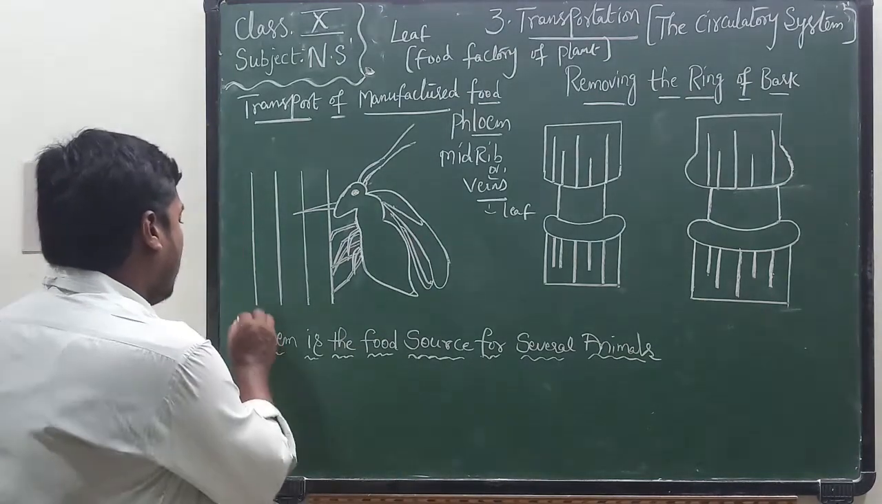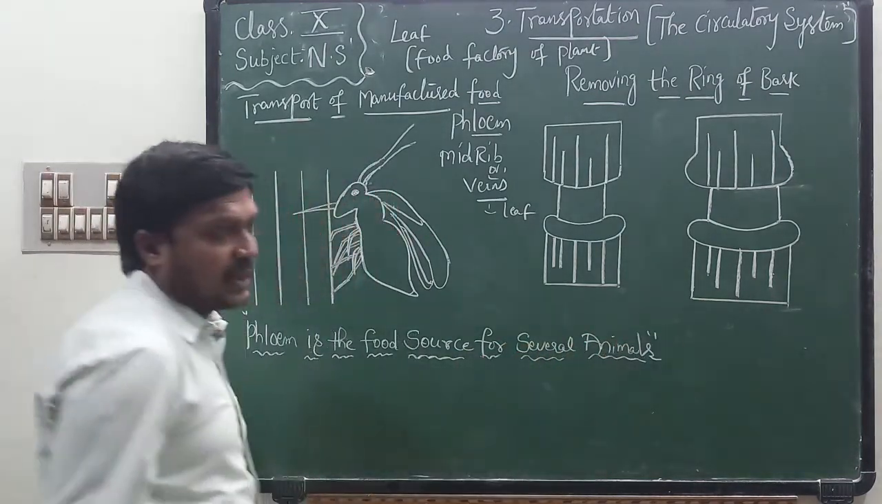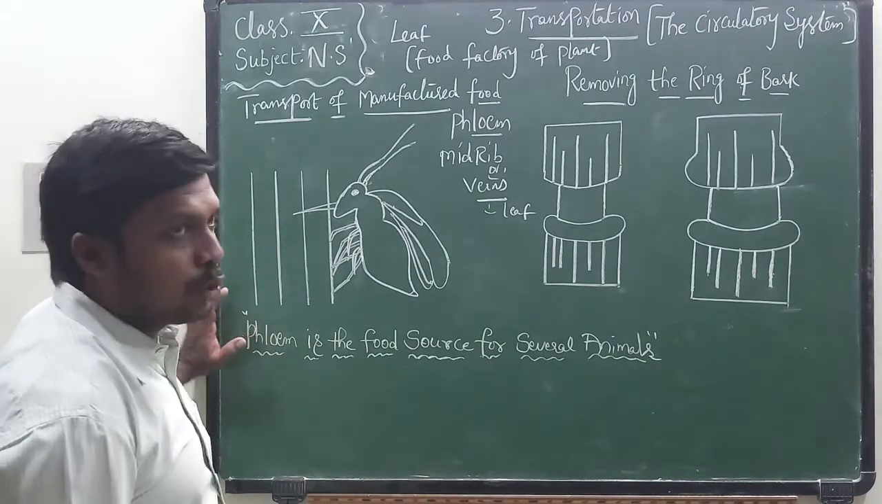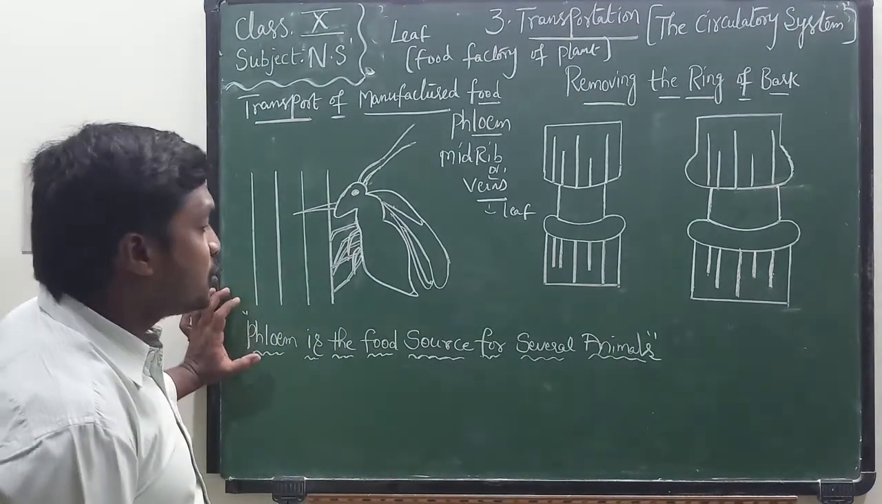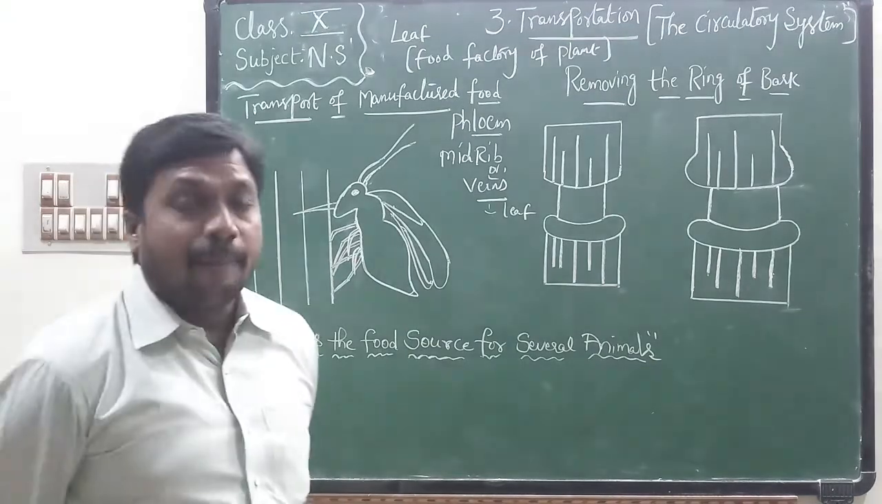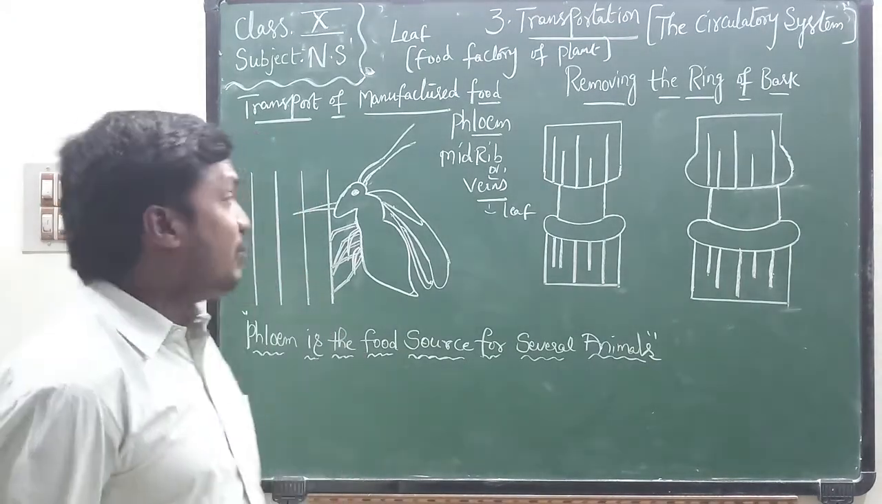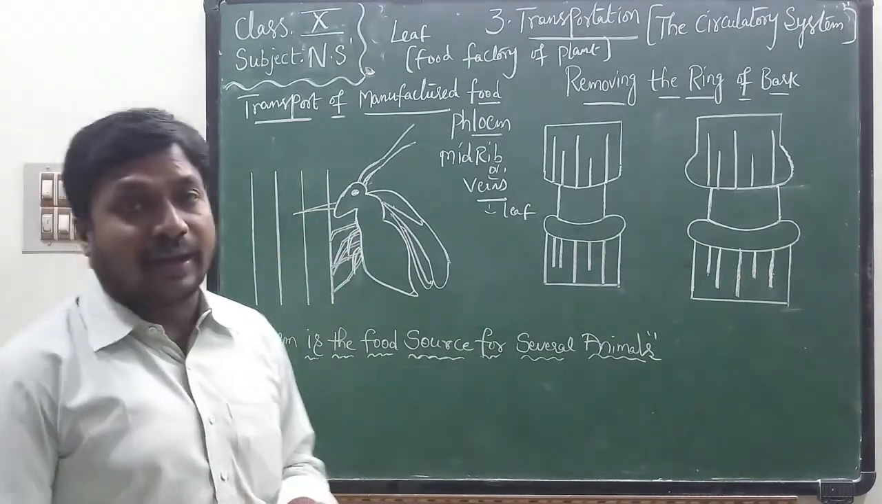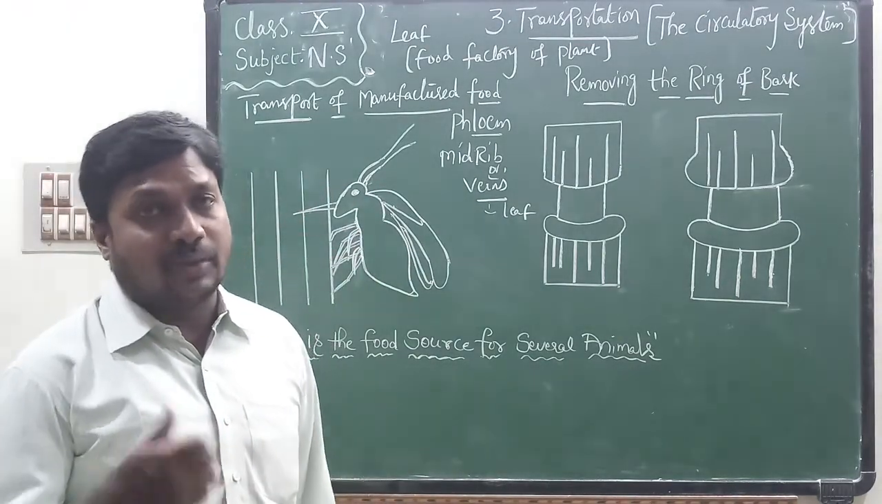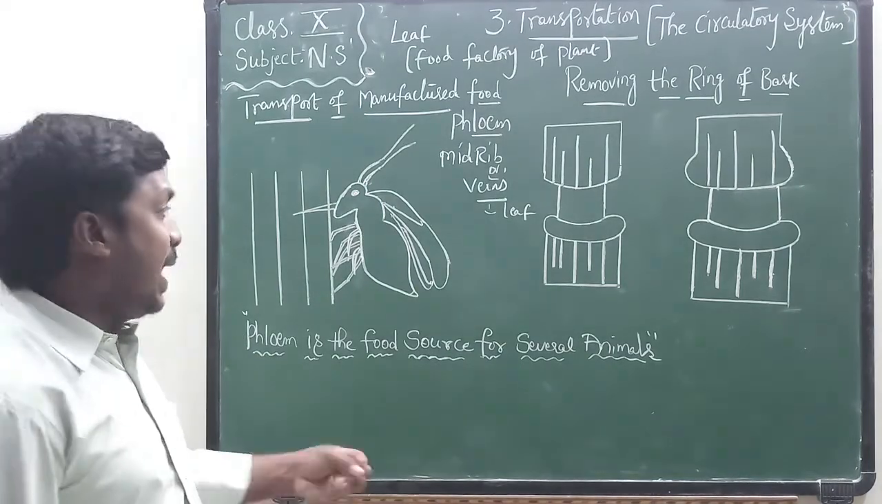Now I will explain a topic very important from the exam point of view. They will ask a 4 marks question. Phloem is the food source for several animals. How can you say that phloem is the food source for several animals? With the help of a simple activity, we can understand this.